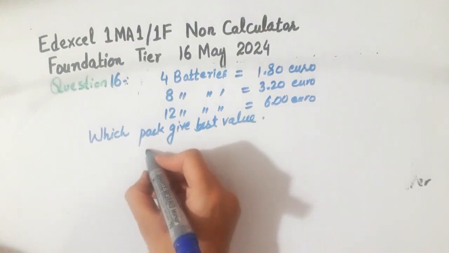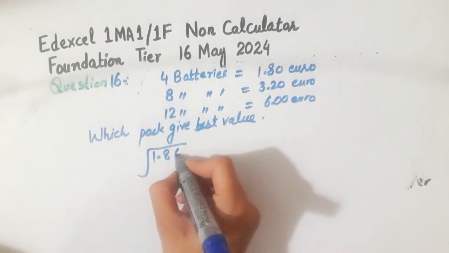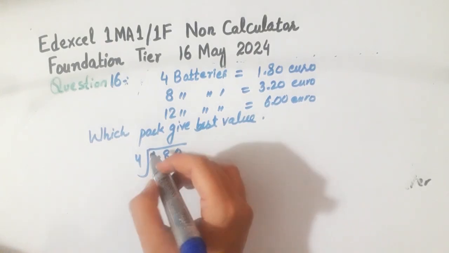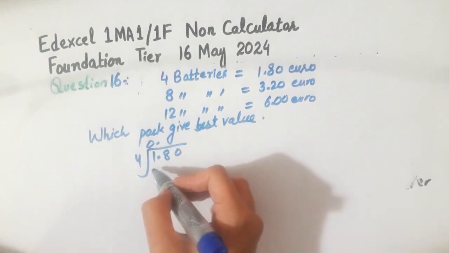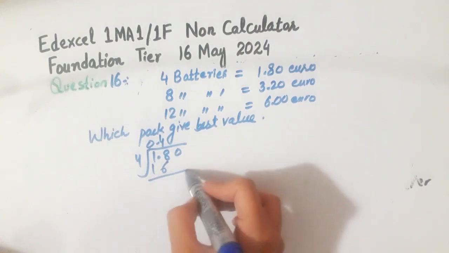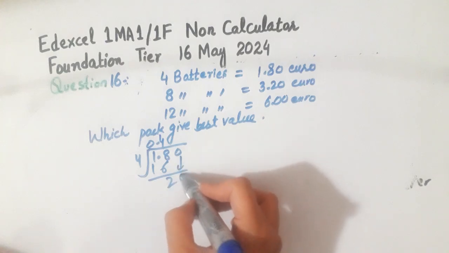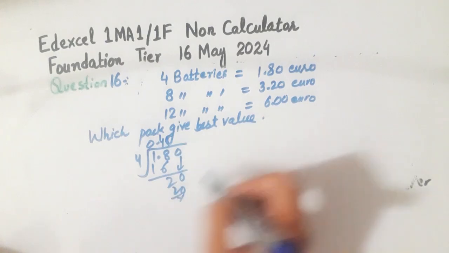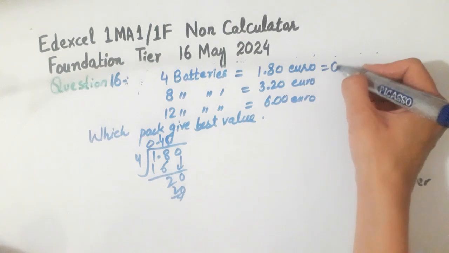So we will divide each one. First of all, 1.80 divided by 4. This will be 0 point, and then 4 fours are 16, then the remaining is 2 and then 0, so 4 fives are 20. So its value is 0.45 euro.